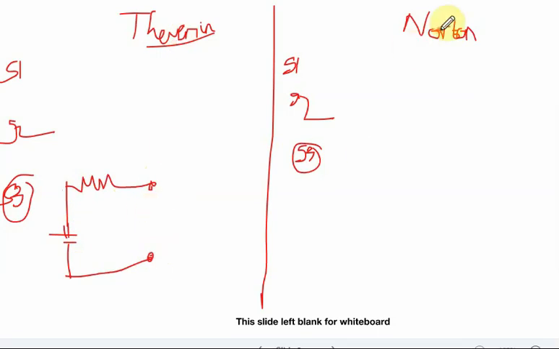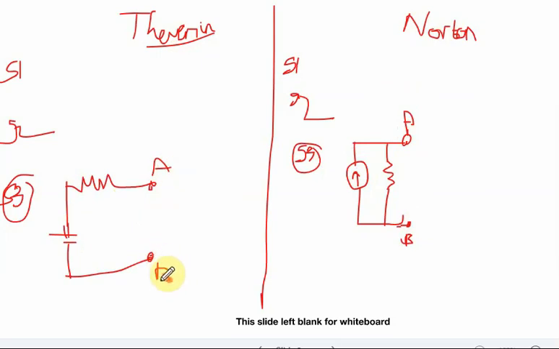What is Norton's theorem? You need to draw a practical current source. What is a practical current source? One current source in parallel with a resistance. This is a practical current source. You give the names: this is called A, this is called B. Similarly here, there is an A and a B.